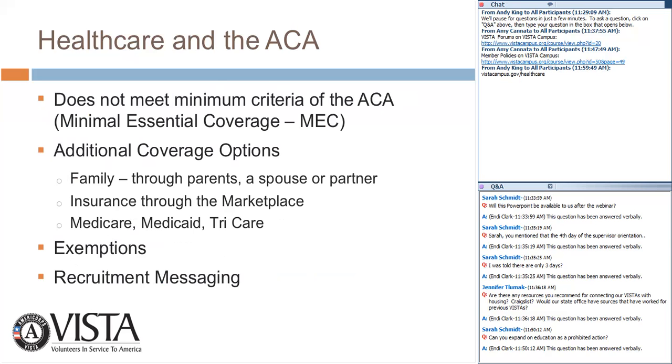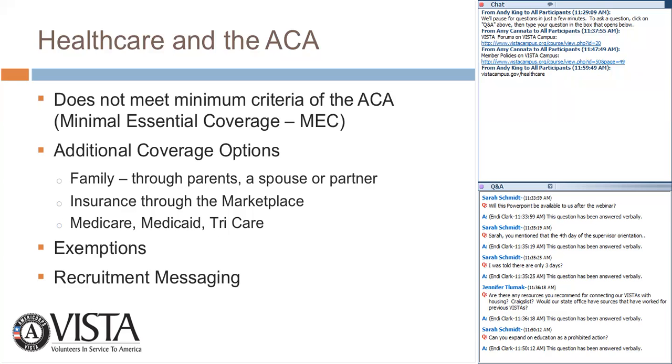Well, the VISTA health plan is not insurance, and so we do not cover pre-existing conditions. And so VISTA members can be eligible and could be able to purchase health coverage through the marketplace, healthcare.gov. And so we bring this up because there are a few key notes as our health coverage relates with the Affordable Care Act. Number one, there are additional coverage options.